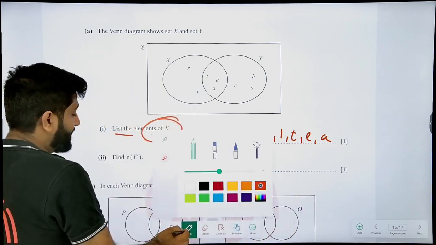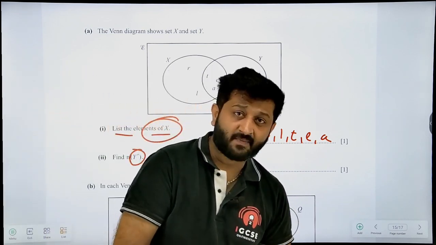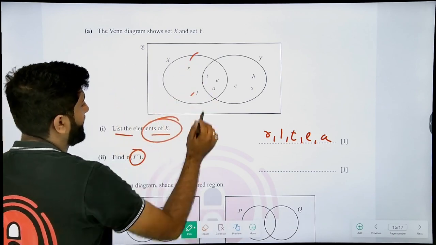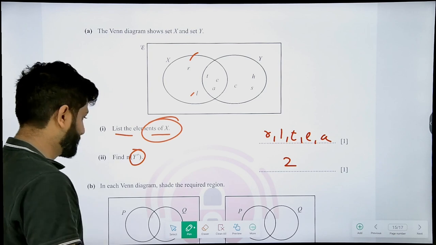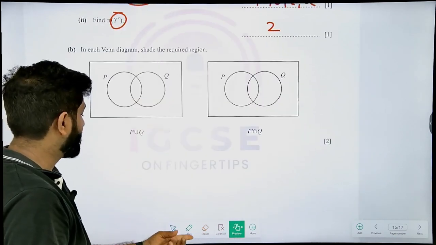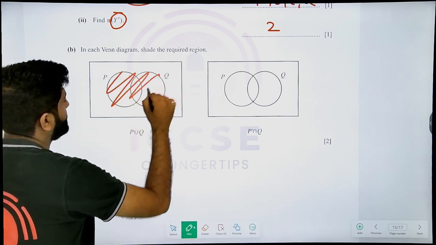Next is find n of Y dash. So I have to find Y dash, which means the elements which are not a part of Y. So Y dash is R and N. So the number of elements is 2. In the next part, I have to shade regions. I have to shade P union Q. I think P union Q is very simple.